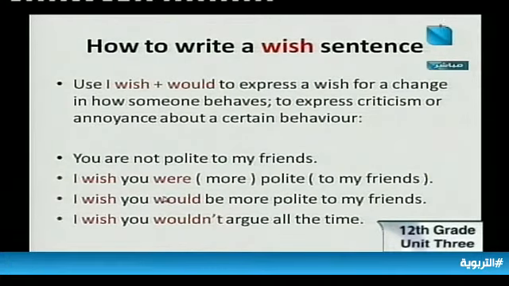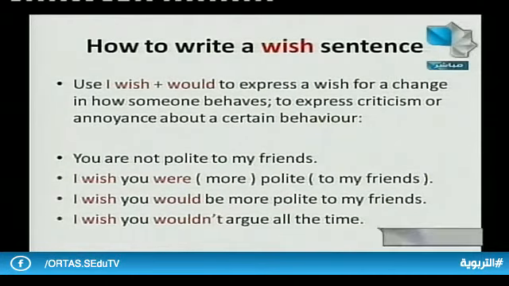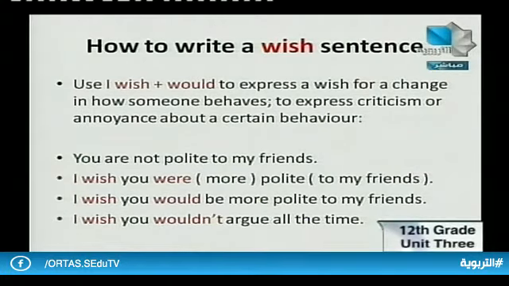And there is maybe another choice. We can use our own words to express the situation. For example, I wish you wouldn't argue all the time with my friends or with anyone else.